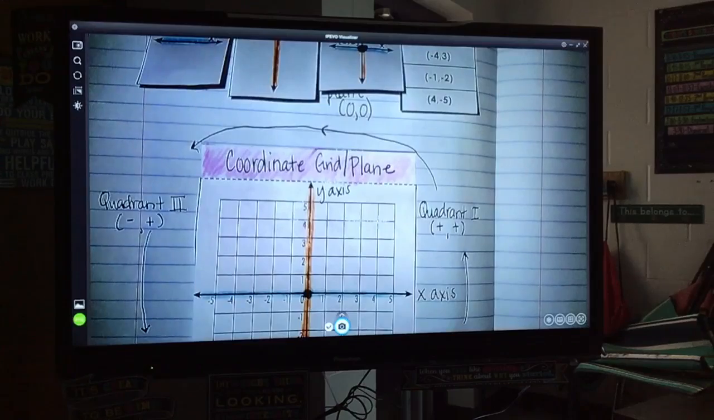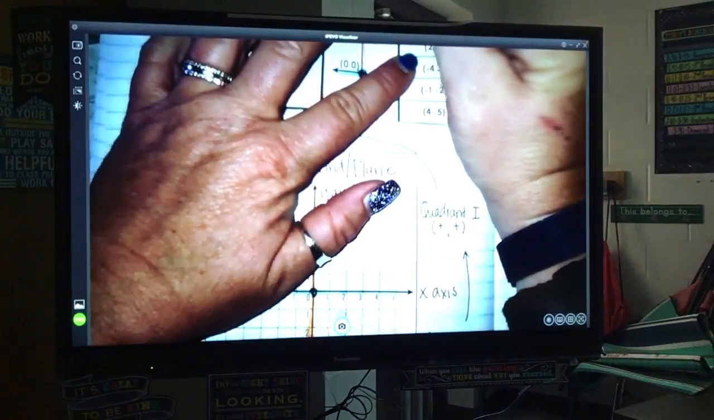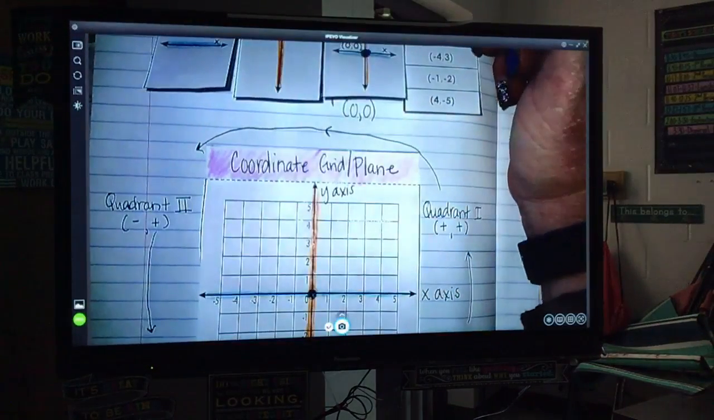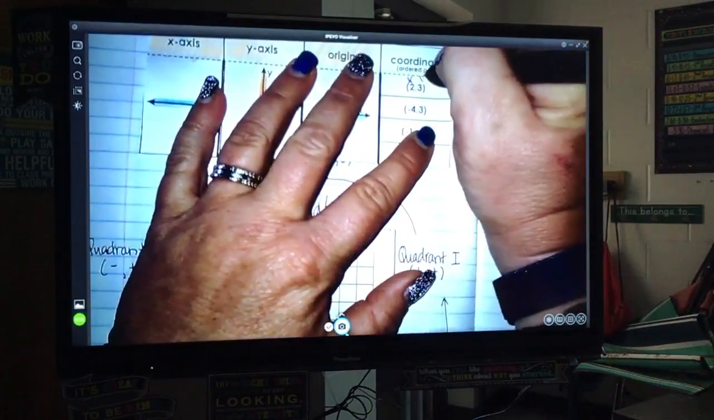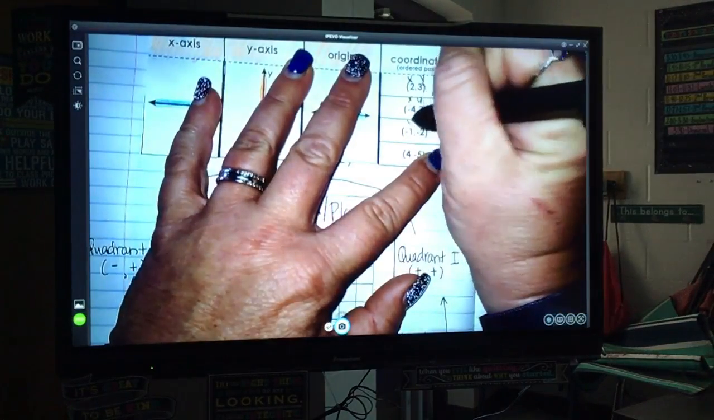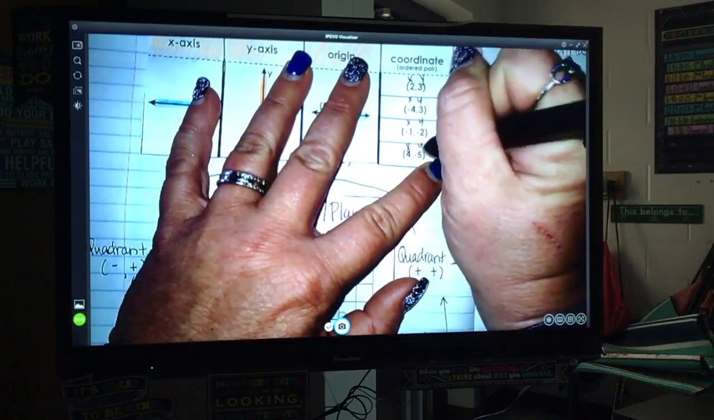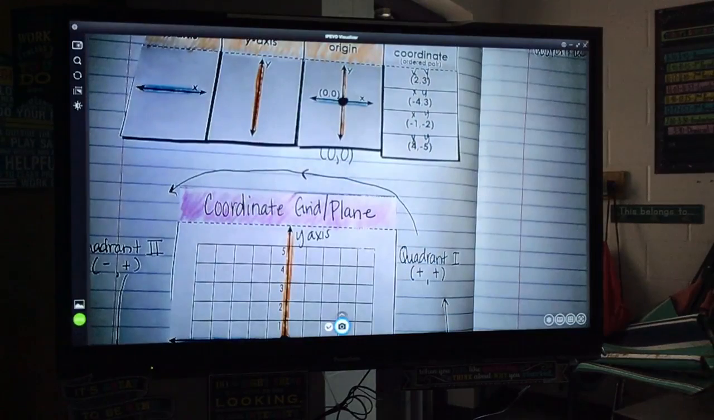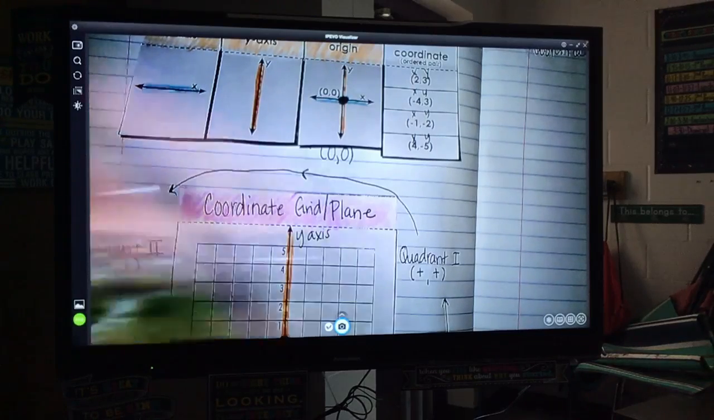All right, now your coordinates. We talked a little bit about this, but the first number is always your x coordinate. The second number is always your y. So no matter where you are, it's always first, second. You always go left, right first, then you go up, down second. Now for each one of these coordinates, you need to have a different color.